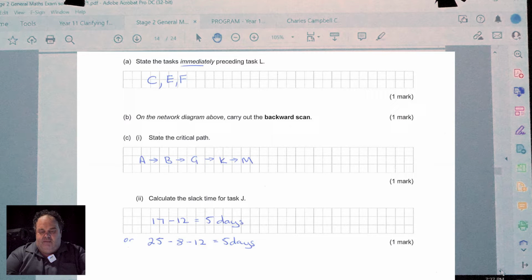The other way that I saw being calculated was the second option. Start with the minimum completion time, take away the task length for task J, and then take away the earliest starting time for that task, which will also give you the 5 days. So it's 2 different ways of doing it. I don't necessarily teach the students both ways, but if they're really struggling with one way, it may give them an alternative path that they can use.